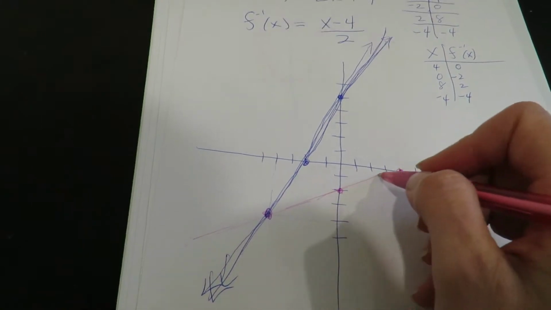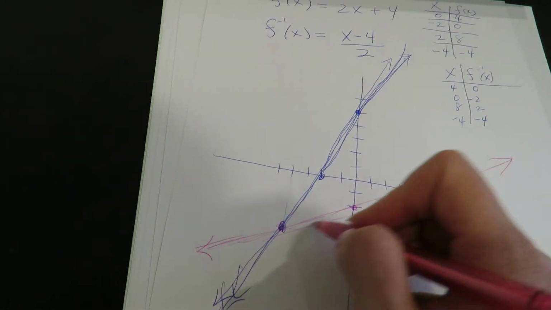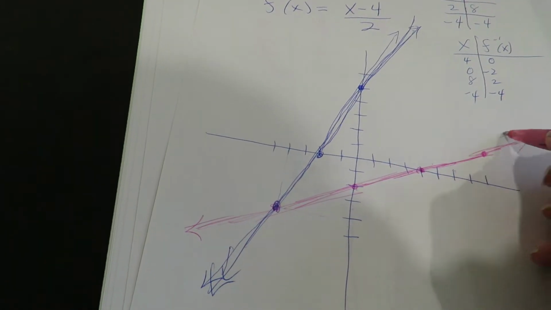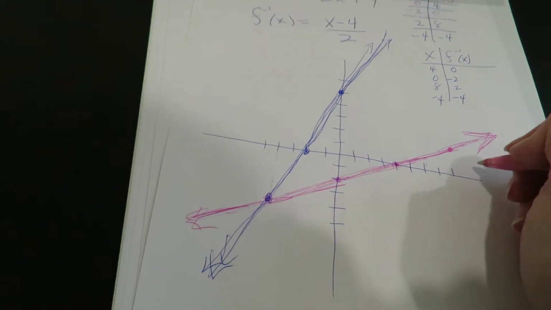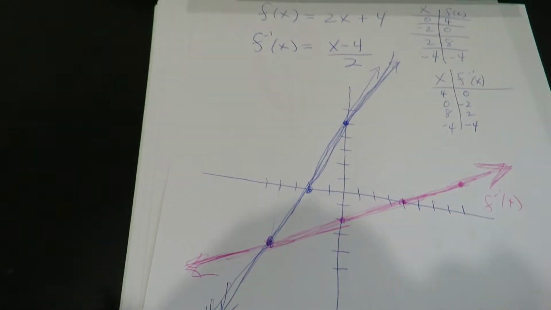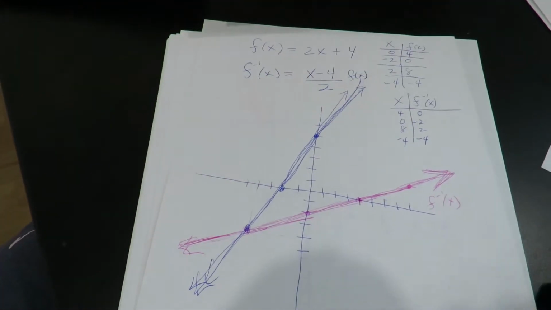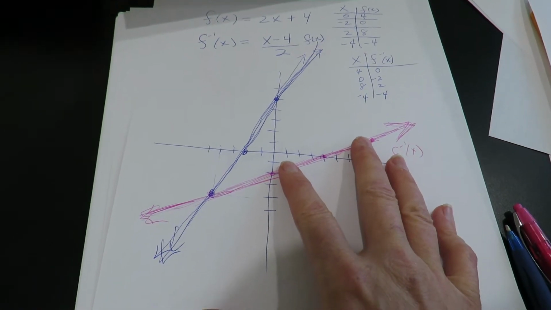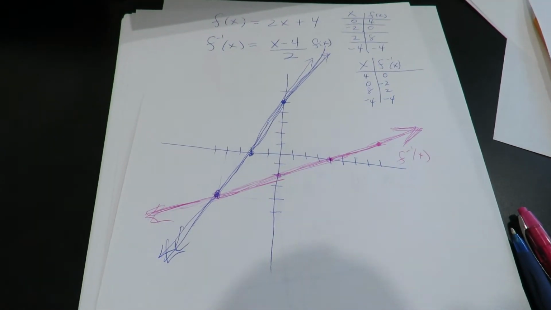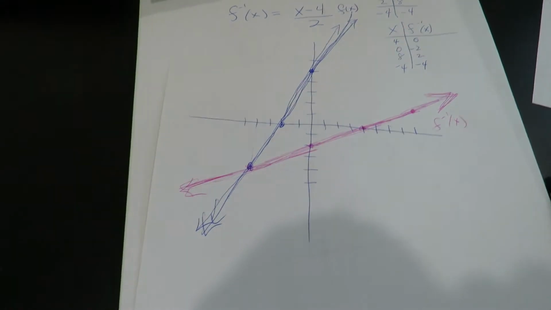Okay, so as I'm doing this, see if you can make some observations. What you're seeing is not a coincidence. It's not an accident. All inverses will have these same observations. So I can look at two graphs and know right away if they're inverses. They have a very particular type of symmetry. Does anybody see it? Okay, hopefully you see it.